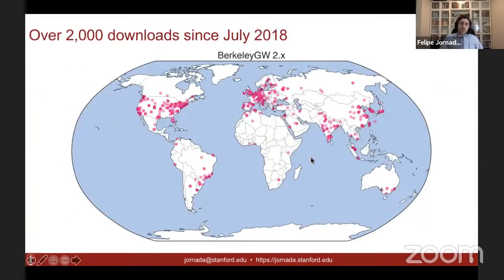I also want to make sure that we do have a vibrant community. This is the number of downloads that we have for versions 2.0 and 2.1 of BerkeleyGW since July 2018. And basically our user base is really spread out throughout the world.